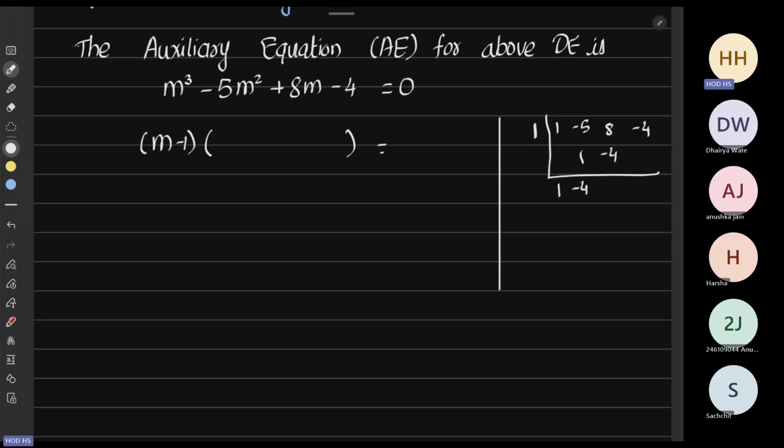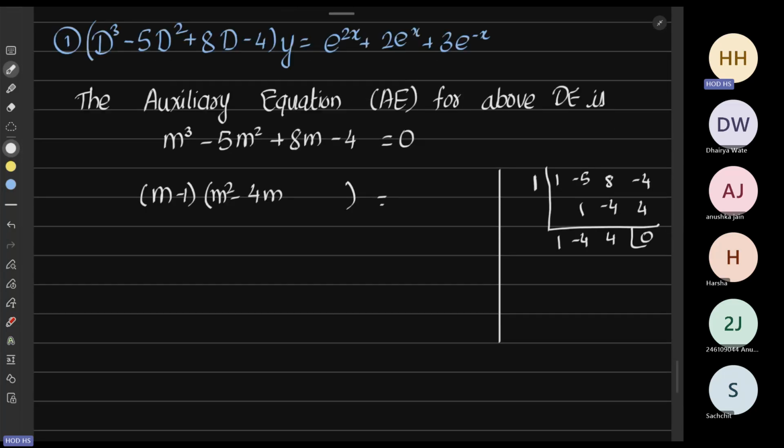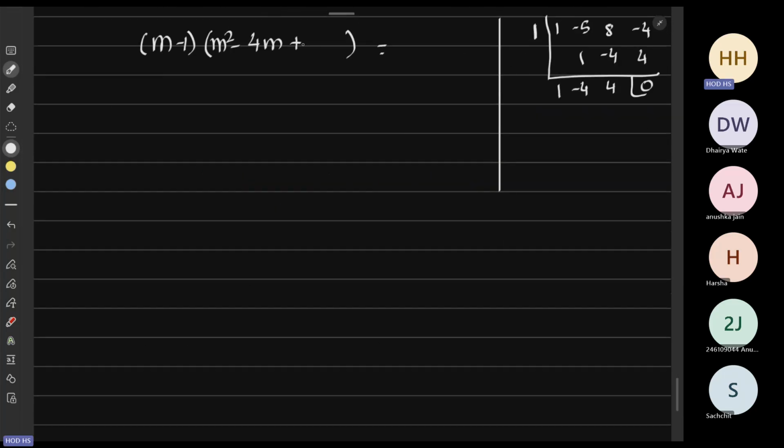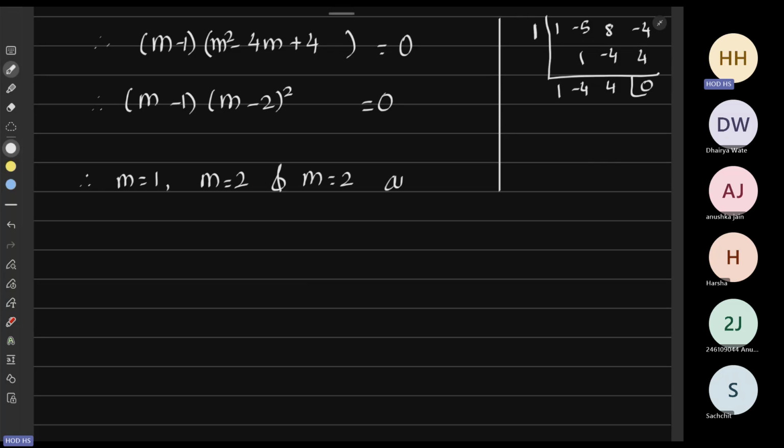So 1 into minus 4 is minus 4 plus 4. 1 into plus 4 is plus 4. So I am getting remainder as 0, and the quotient is m square minus 4m plus 4 is equal to 0. Notice that this also can be written as m minus 1 into m minus 2 whole square is equal to 0. So therefore m is equal to 1, m is equal to 2, and m is equal to 2 are roots.